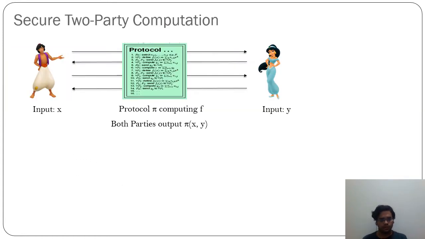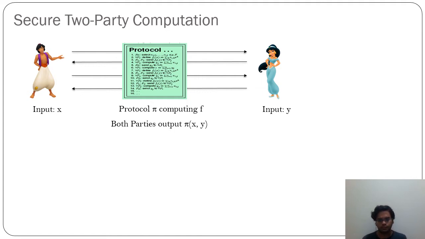So today we will talk about secure two-party computation. In a secure two-party computation protocol, there are two parties who have their inputs x and y. Those are their private inputs. They want to compute some function f on the private inputs. So they perform that by running a protocol pi. At the end of the protocol, the parties output the protocol output.